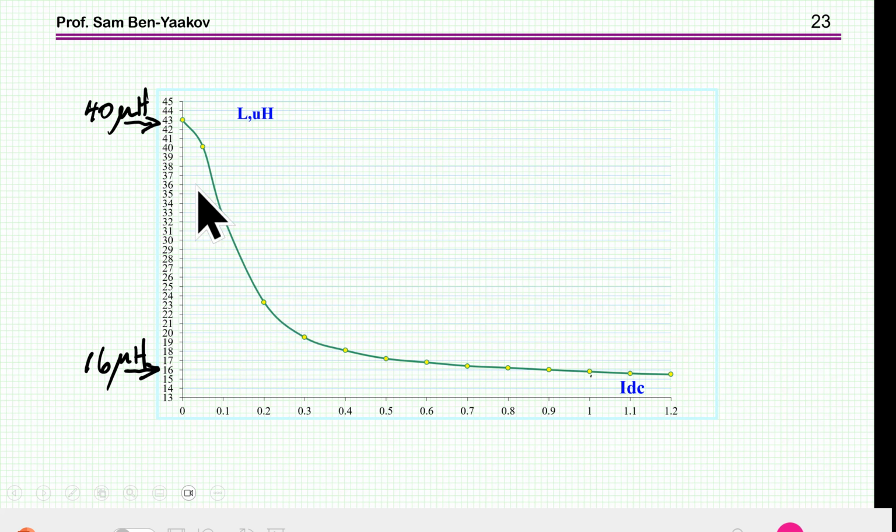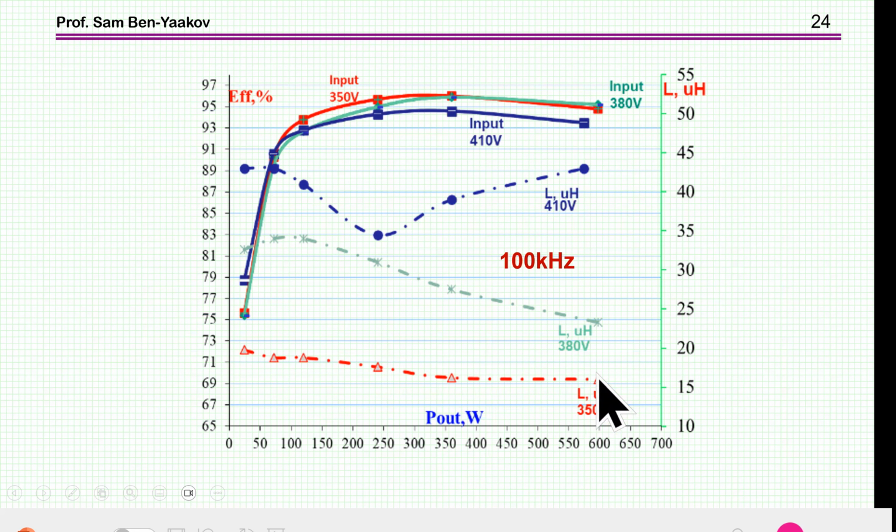As we can see, it starts with about 40 microhenry, and then it goes down to about 16, a little bit lower than that. And again, it doesn't fit very well with the simulation. As I explained, the reason is that the simulation did not take into account the leakage inductance, which increases the minimum value that you can get. And here are the results. This is again for a fixed frequency of 100 kilohertz, obtained by changing the inductance of the series resonant inductor.